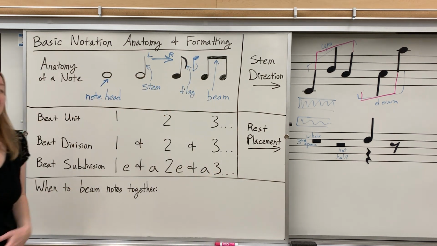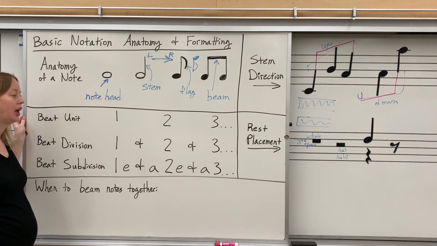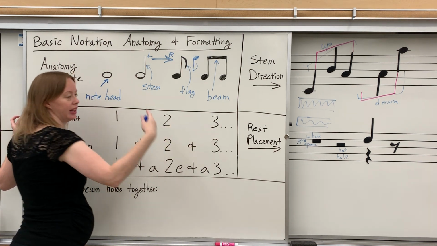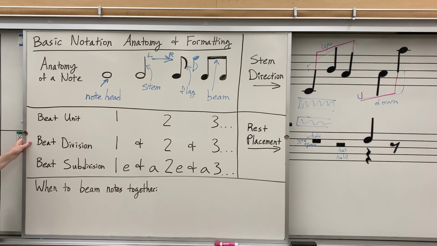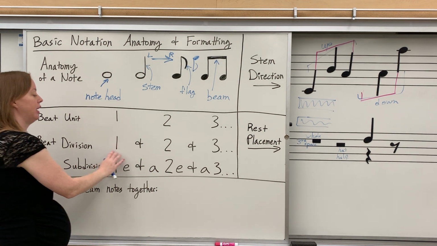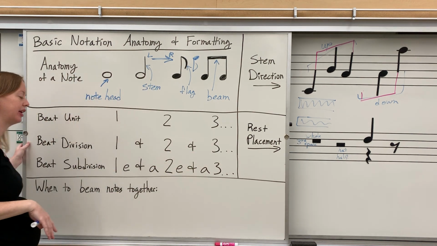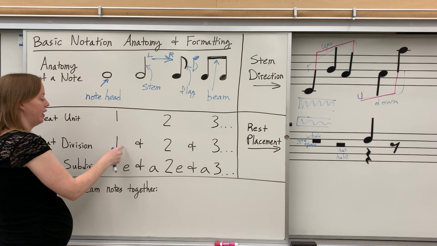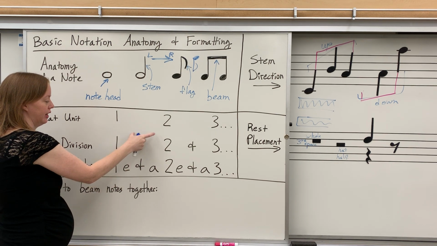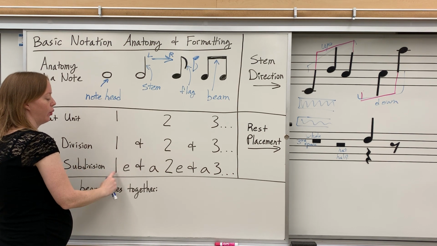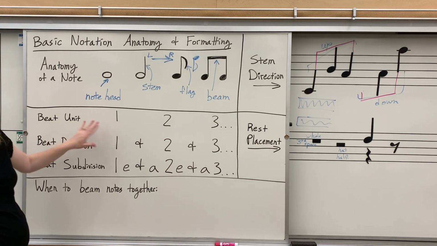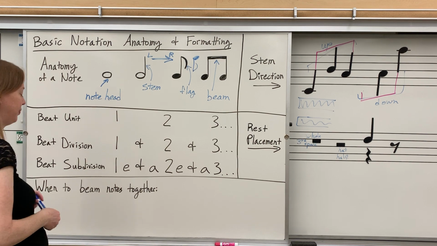All right, over here we are getting into beats. So a beat unit is when we're talking about the numbered counts in your beats. We've got beat unit is when you've got 1, 2, 3, etc. Beat division is when you're going to break it down in half. So 1 and 2 and 3 and, etc. Beat subdivision on top of that breaks it down in half again. So this half of 1 becomes 1 e. This half, and, becomes and a. 1 e and a, 2 e and a, 3, etc. We're going to get more into that when we talk about simple meters in the next video.